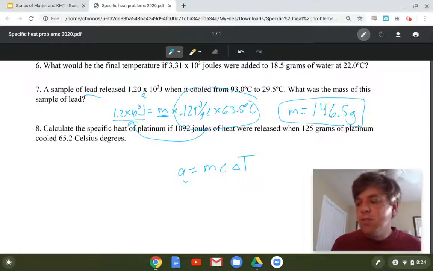So what you need to do is go back into Google Classroom, and you're going to work on the other 6 problems on this worksheet. And then tomorrow, I'll introduce you to a couple more concepts with specific heat, and we'll move on from there. So good luck.